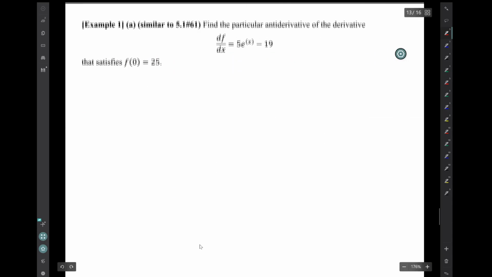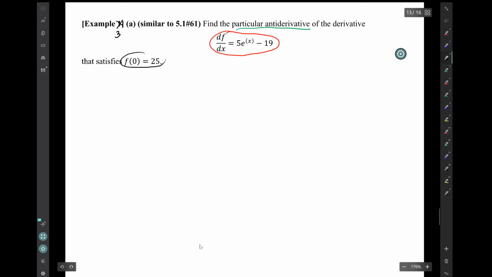Let's go on. This should be example 3. Find the particular antiderivative of the derivative, df dx equals 5e to the x minus 19, that satisfies this extra condition. Okay, well, our strategy will be as in the previous 2 examples. We start by integrating to find the general antiderivative.